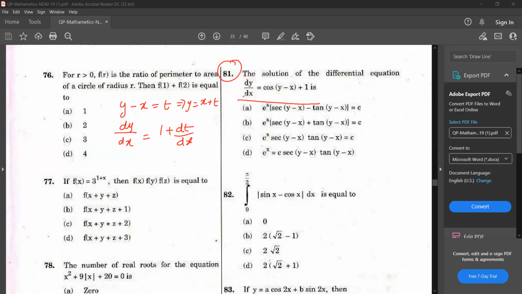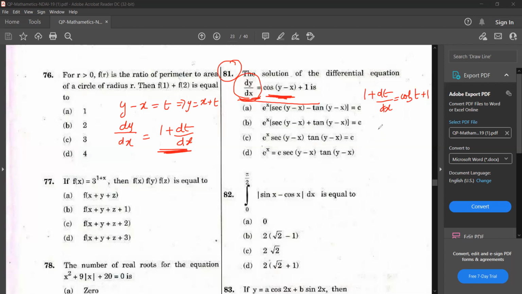Okay, so now see the equation here. What we have, dy by dx is equal to cos(y minus x) plus 1, isn't it? So dy by dx we got as 1 plus dt by dx, that's equal to cos t plus 1, isn't it? Because dy by dx already we got as 1 plus dt by dx. Then here cos(y minus x) is t. So that is cos t plus 1, isn't it?